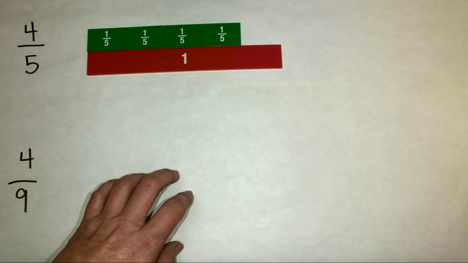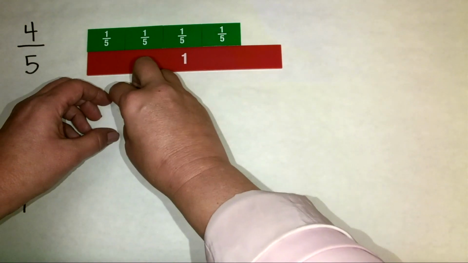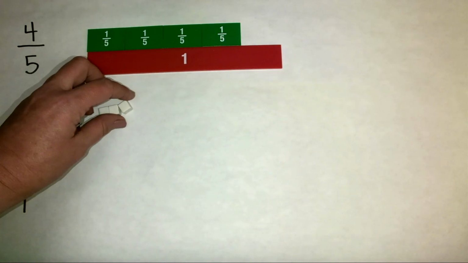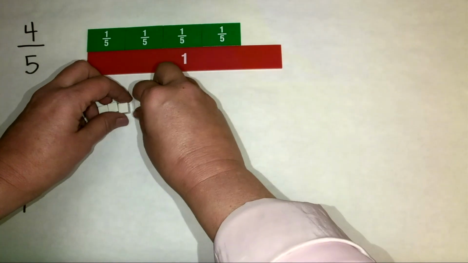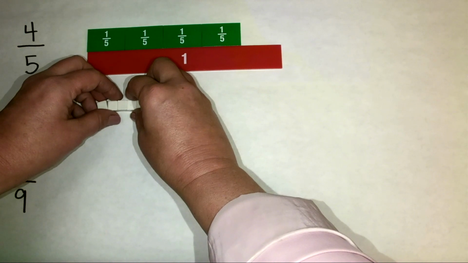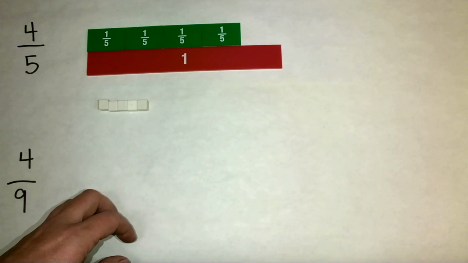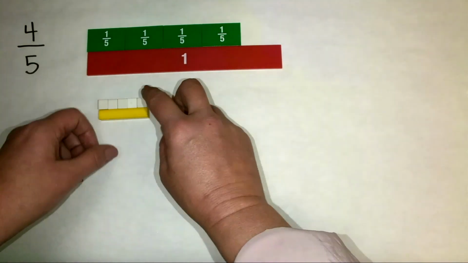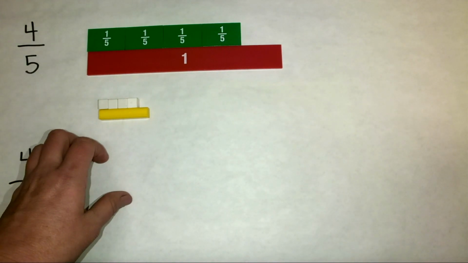Now what would that look like with my Cuisenaire rods? Well, I could get out my Cuisenaire rods and I could show a length of, here I've got my 5 white rods, and then I could say, well, that's equivalent to this yellow rod here, so there's the fraction 4/5.